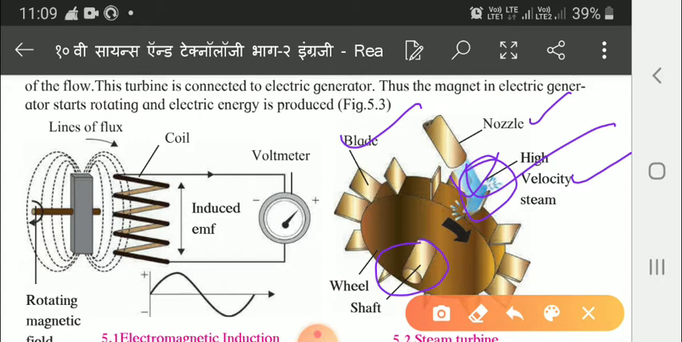Here you can see the inside structure. This is the coil. This is the voltmeter to measure the potential difference. This is the induced EMF. What is EMF? That is electromotive force. Here the lines of flux are there. What is the meaning of lines of flux? Lines of flux mean magnetic lines of force that emerge from the north pole and terminate at the south pole. So this is the arrangement made here.